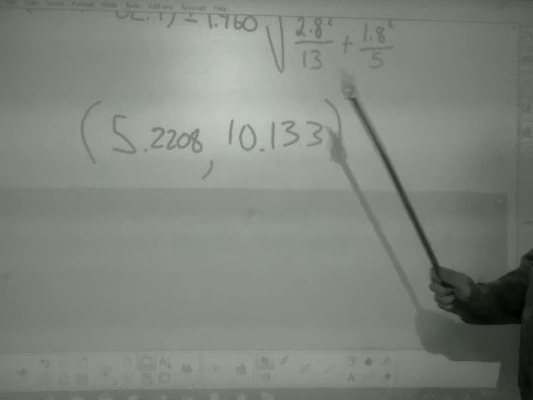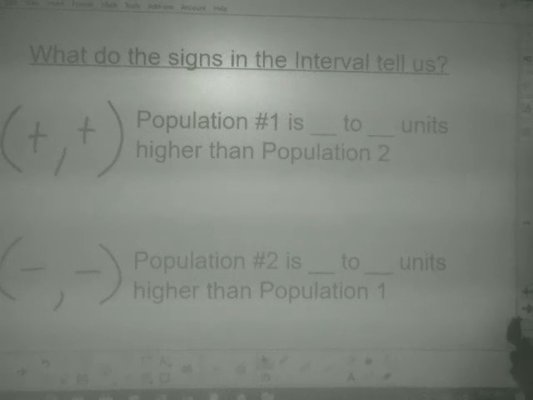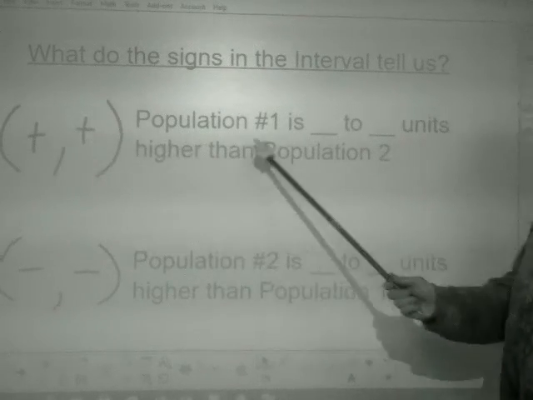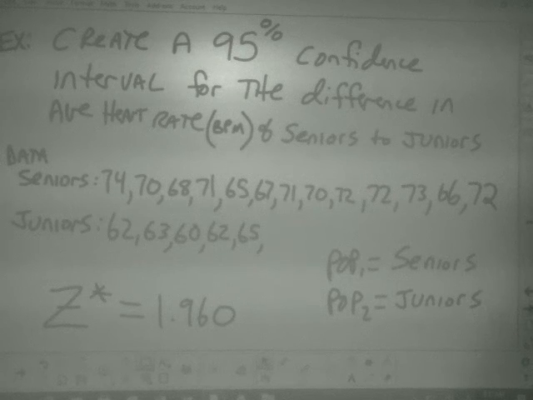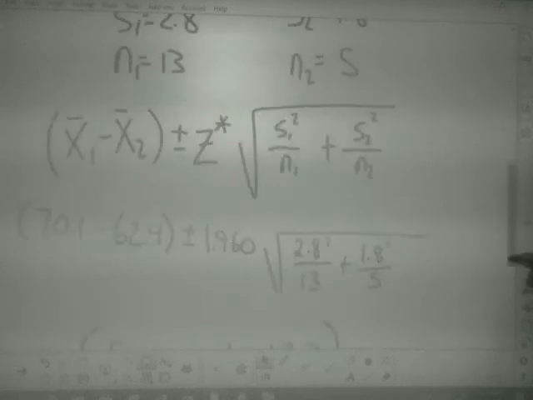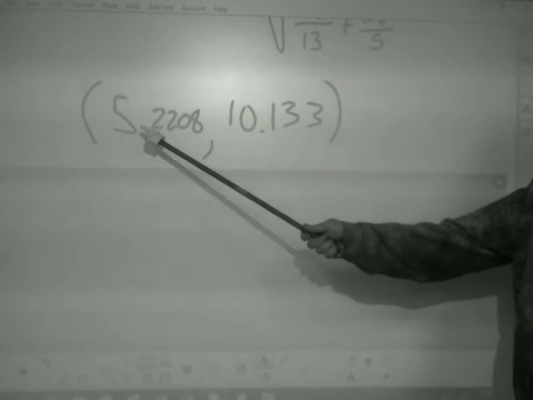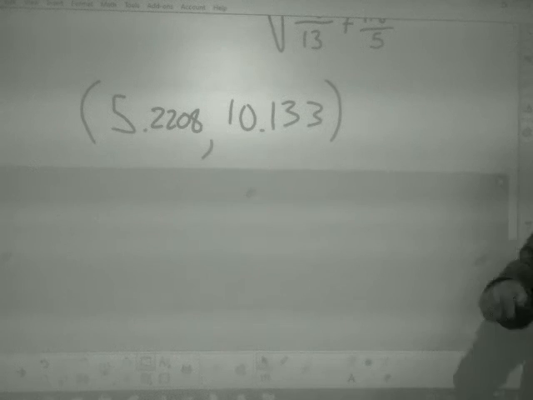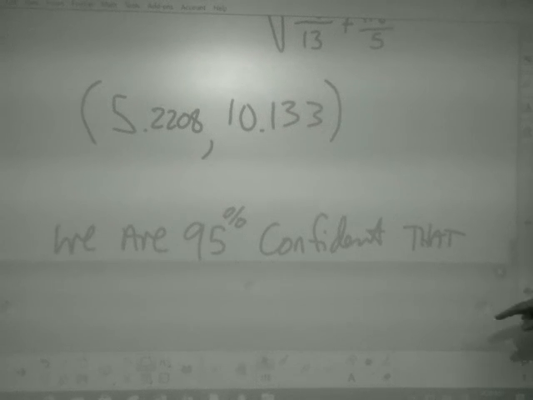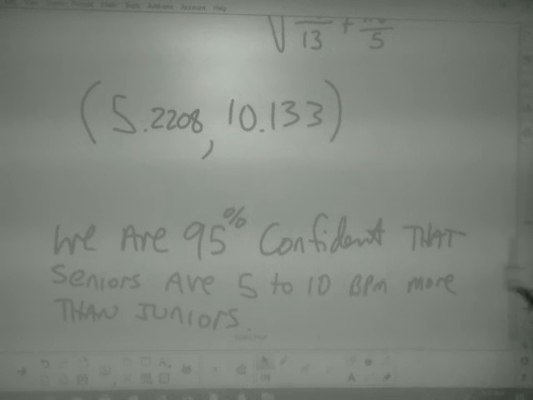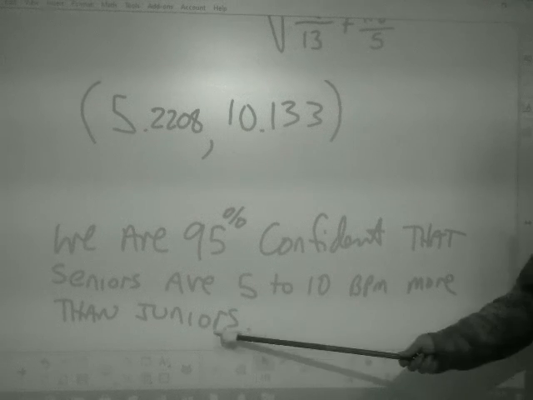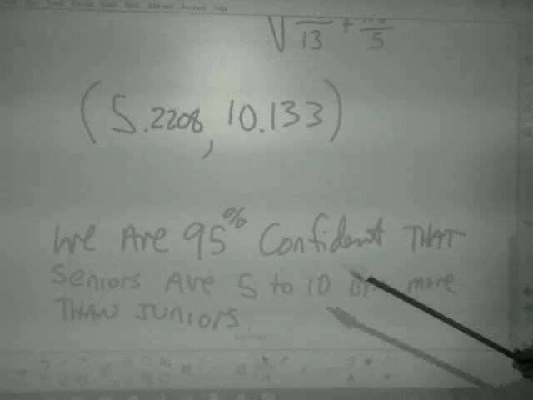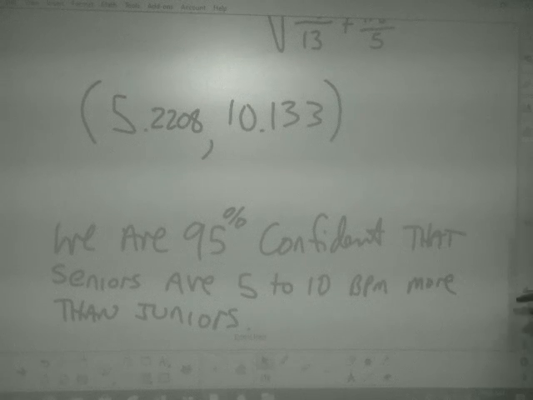They're both positive. What does that tell us? Whoever population 1 is, this number to this number higher than population 2. Population 1 is my seniors. So I know that seniors have heart rates 5 to 10 beats per minute higher than juniors. So we are 95% confident that seniors average 5 to 10 beats per minute more than juniors, or higher than juniors. You have to state who is higher and by how many with its units. And that's a complete problem start to finish.